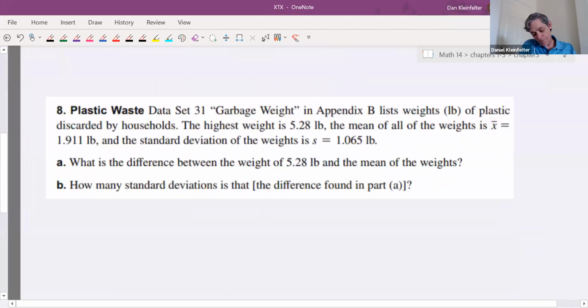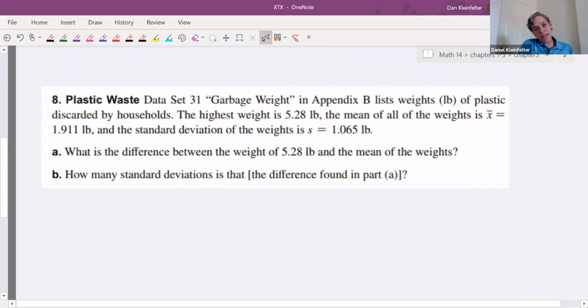Okay, another example. Data set 31, which is about garbage weight, in the textbook lists weights in pounds of plastic discarded by households. The highest weight is 5.28 pounds, the mean is 1.911 pounds, and the standard deviation is 1.065 pounds. We're going to find the difference and then how many standard deviations that is. So at this point, you should pause the video, try it yourself, and then compare to what we get here.